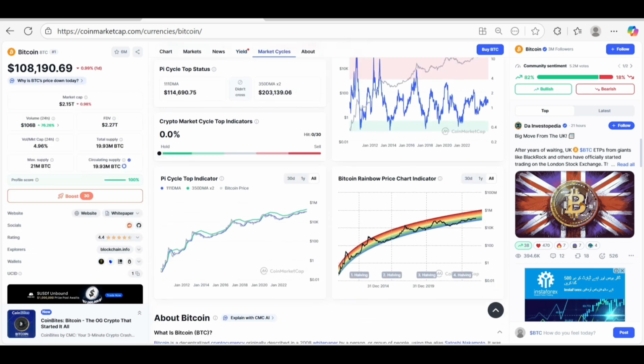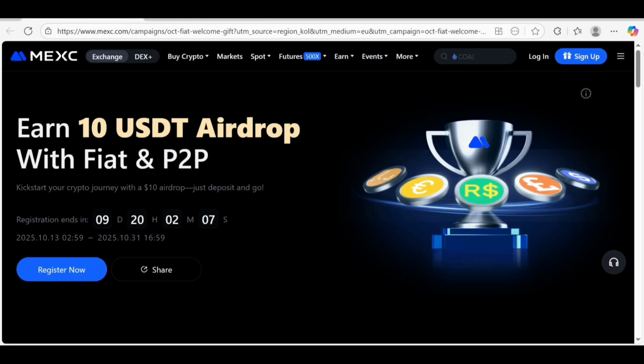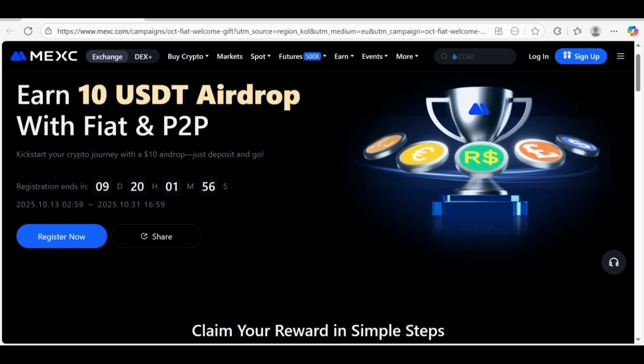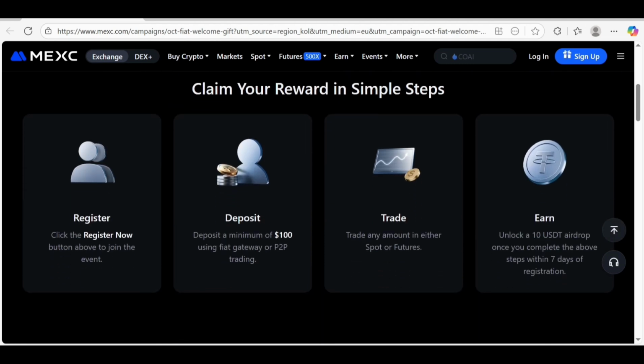But our topic today is about the MEXC exchange: earn a 10 US dollar airdrop with Fiat and P2P. Kickstart your crypto journey with a $10 airdrop, just deposit and go. Registration will be open for 9 days, 24 hours, so it's your time to go and register your account on MEXC and claim your rewards in a simple step.